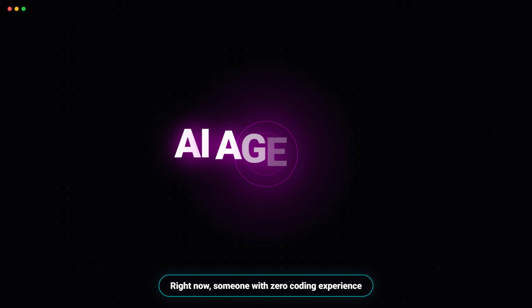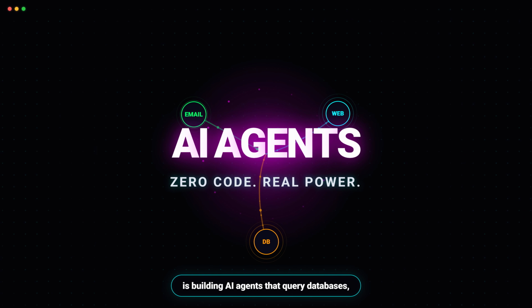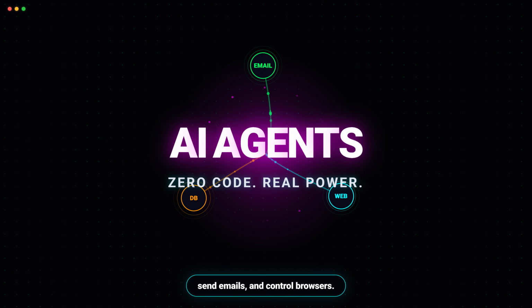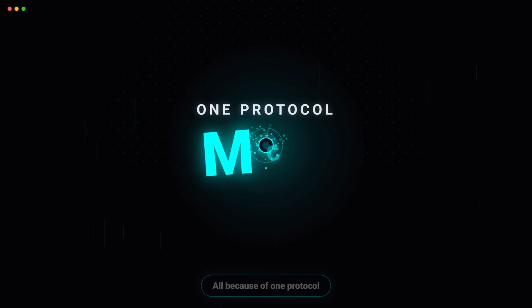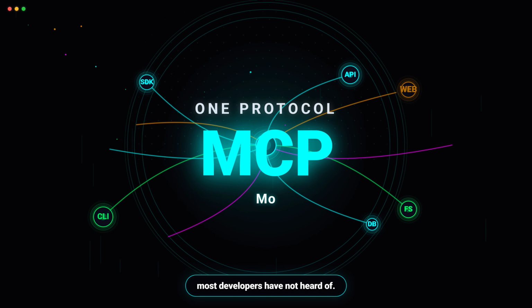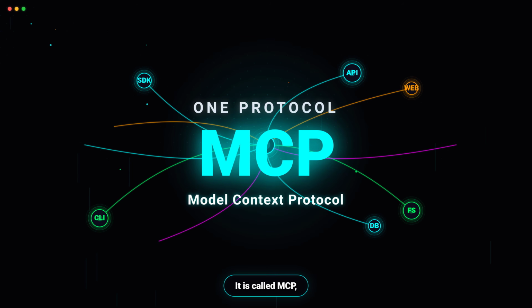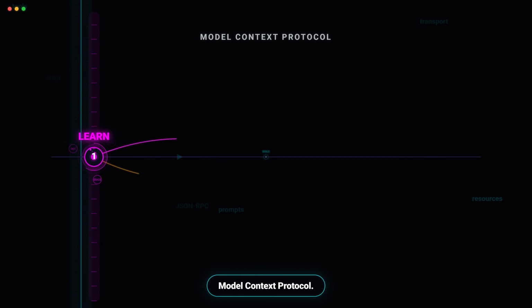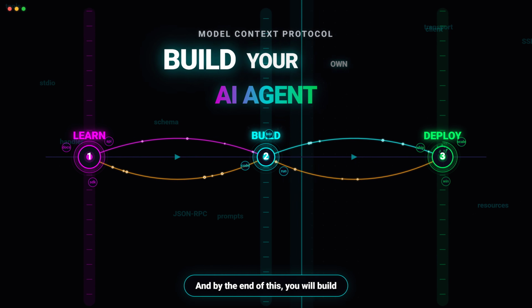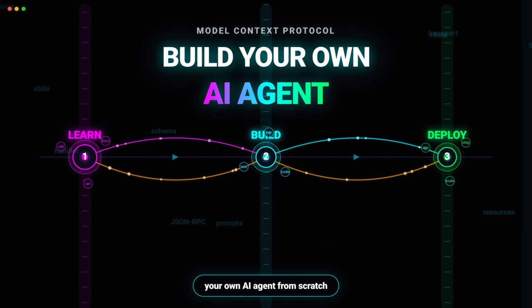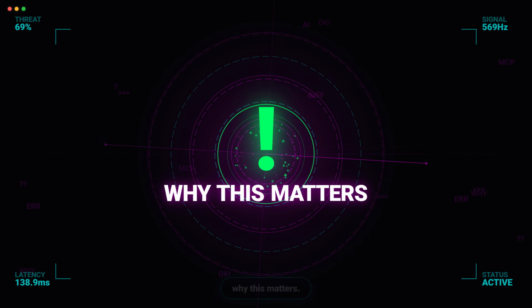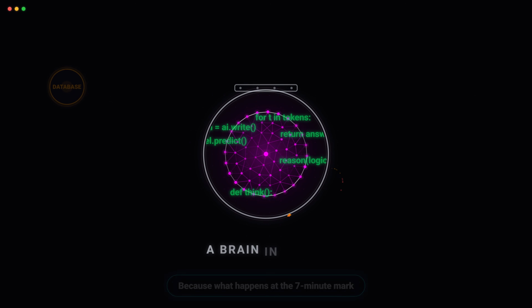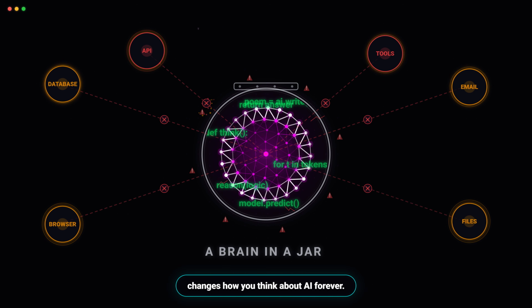Right now, someone with zero coding experience is building AI agents that query databases, send emails, and control browsers. All because of one protocol most developers have not heard of. It is called MCP, Model Context Protocol. And by the end of this, you will build your own AI agent from scratch using it, step by step. But first, you need to understand why this matters. Because what happens at the 7-minute mark changes how you think about AI forever.